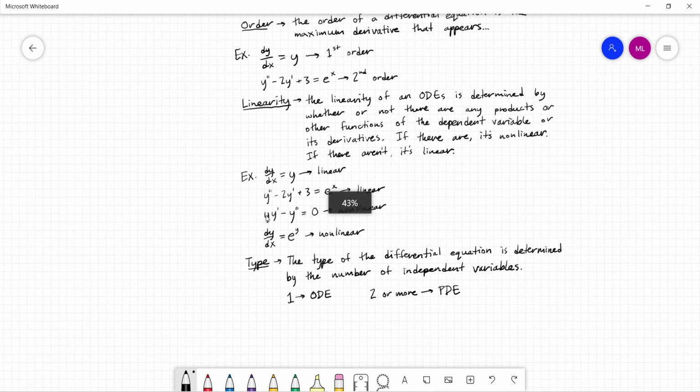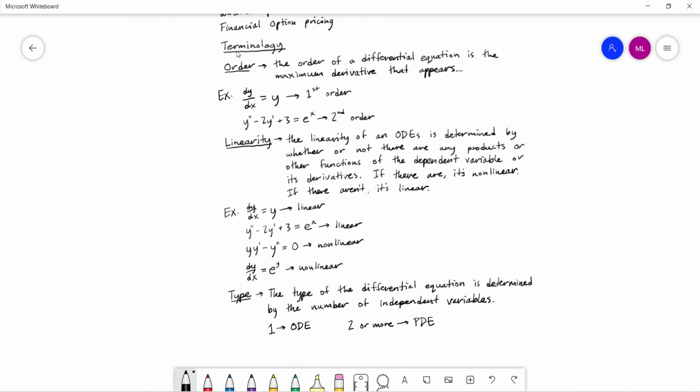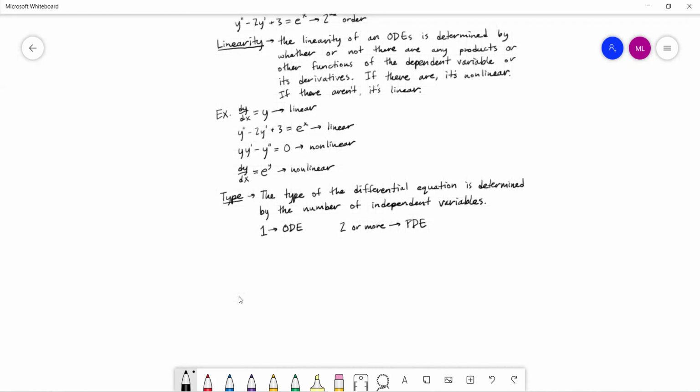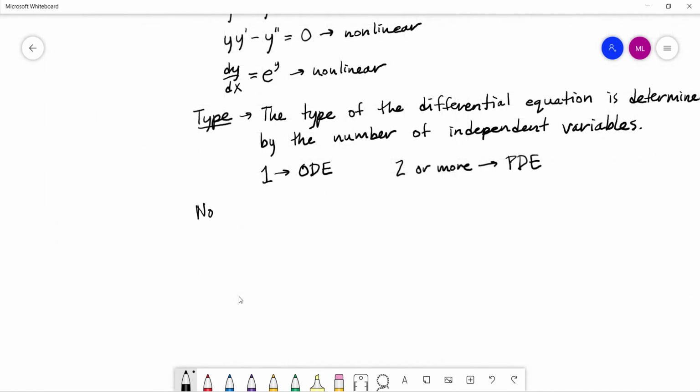So here's how we will classify differential equations. This is the terminology we'll use to classify them. We'll be interested in the order, in the linearity, and the type. As a side note, we'll only look at ODEs in this class, so you don't need to worry about this last one. But it is good to know that there are other types of differential equations called partial differential equations that involve multiple independent variables. These are for when you want to model something across maybe space and time, or multiple dimensions of space, etc.